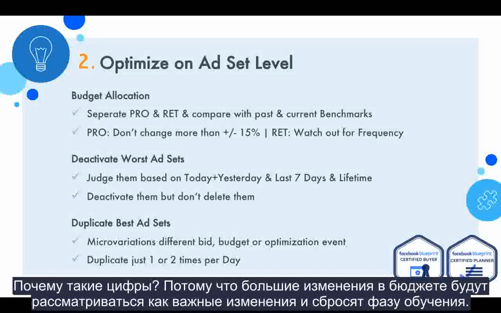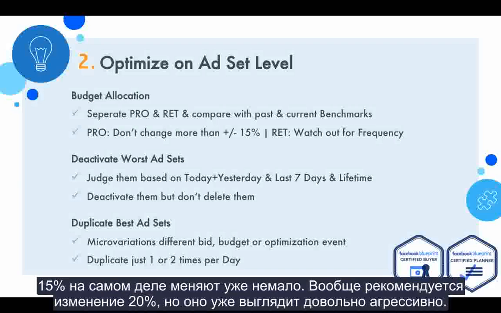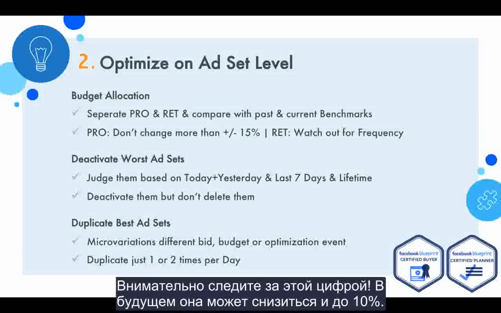Okay, why does this happen? Well, because bigger budget changes are considered significant edits and will therefore reset the learning phase, which is something that we really do not want in prospecting. The number of 15% actually changes quite a lot. So the recommendation used to be 20%, but the algorithm got a little bit more aggressive on that and already considers now significant budget changes even from 15% on, okay?